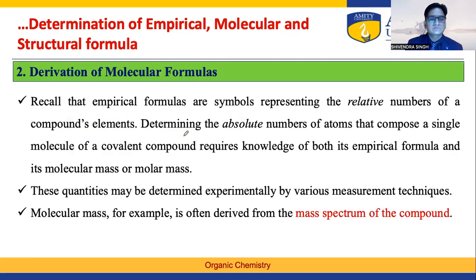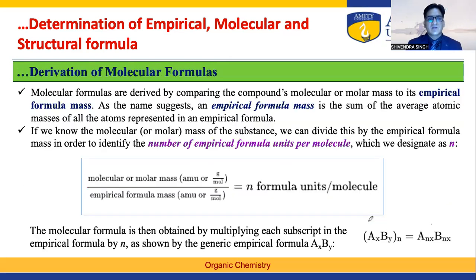Now let's talk about the molecular formula. How can we calculate the molecular formula? The most common instrument available for determining molecular mass is the mass spectrometer. On the basis of mass spectrometry, we can find the molecular mass of any compound. It represents the sum of the masses of all the atoms present in the molecule, right? How can we calculate it?